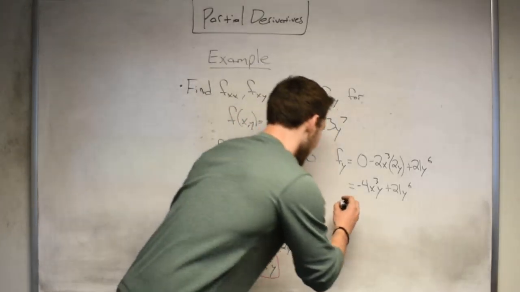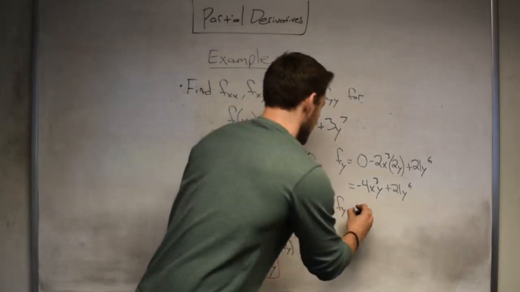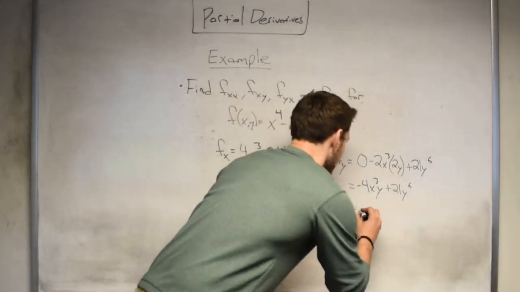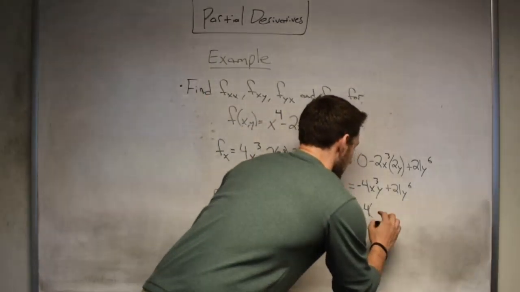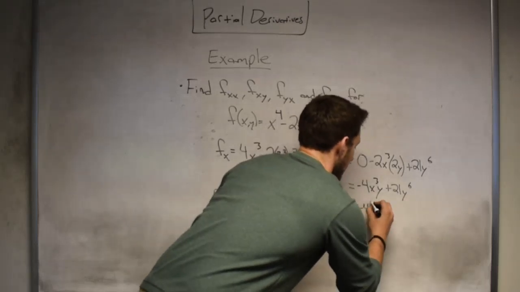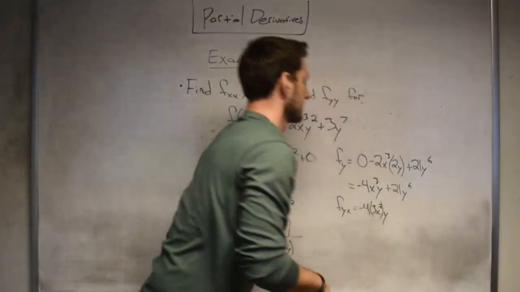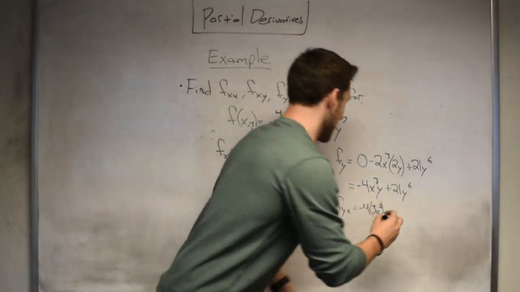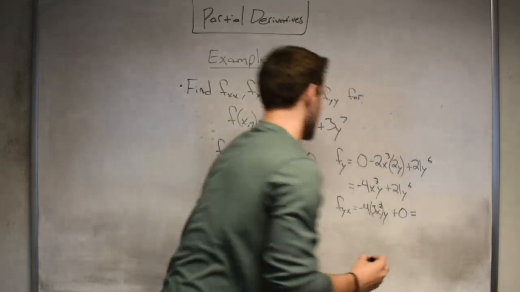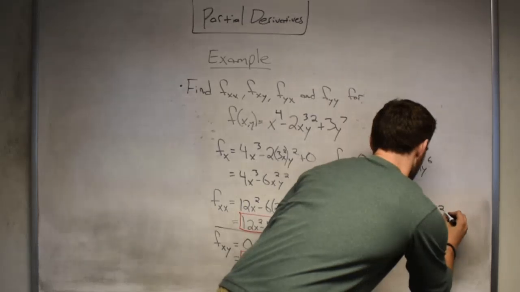To find f sub yx, derive f sub y with respect to x. When I derive this with respect to x, I copy down the non-x terms, and I derive the x term, 3x squared. Notice that the second term does not have any x's in it, so I get a 0. Ultimately giving me an answer of f sub yx equals negative 12x squared times y.